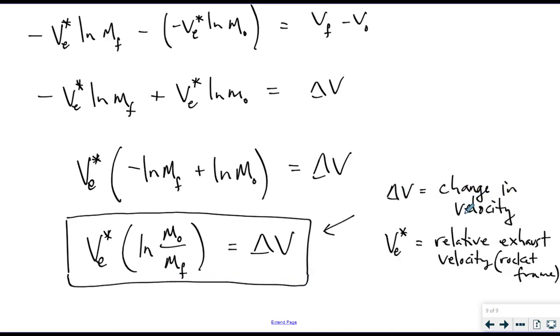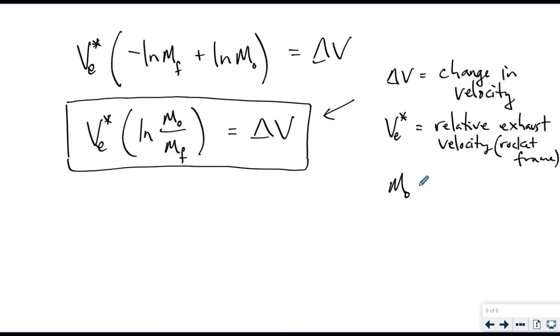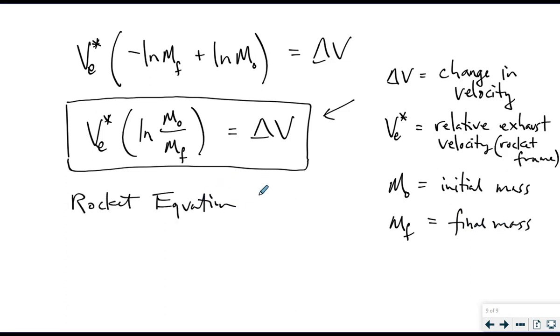So we have delta v is the change in velocity, ve star is the relative exhaust velocity in the rocket's frame of reference, m0 is the initial mass of the rocket, and mf is the final mass of the rocket. So this is it. This is the rocket equation. It describes some change in velocity that is due to the velocity at which the exhaust is being expelled and the difference in the masses as that exhaust is expelled between the initial mass and the final mass.